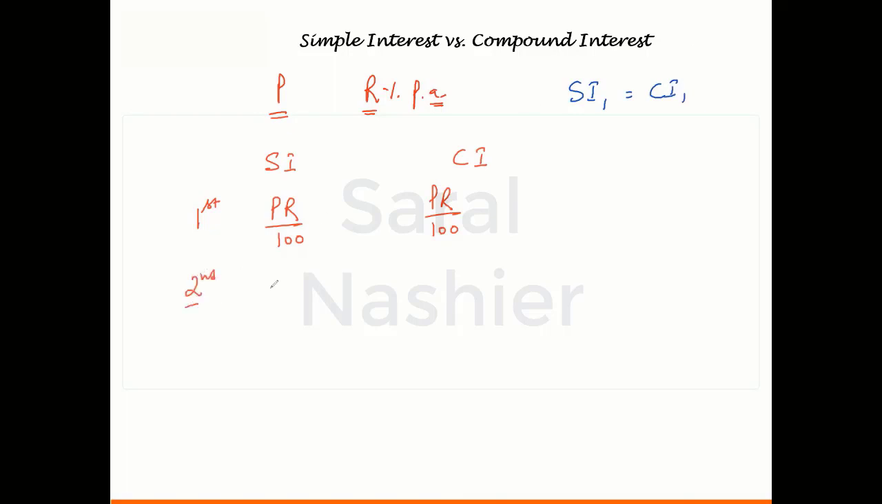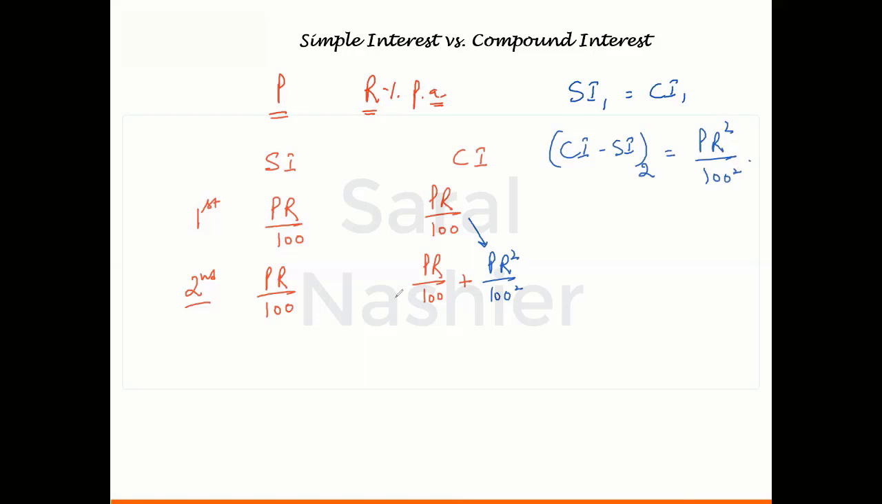Let's talk about second year now. In second year, simple interest is again PR by 100, but compound interest is PR by 100 plus, as we have discussed before, you get an extra interest. And what is that extra interest? It is R% of this PR by 100, that is PR square divided by 100 square. So on the basis of this, you can say compound interest and simple interest for 2 years differ by PR square divided by 100 square. And this is nothing but interest on first year's interest.